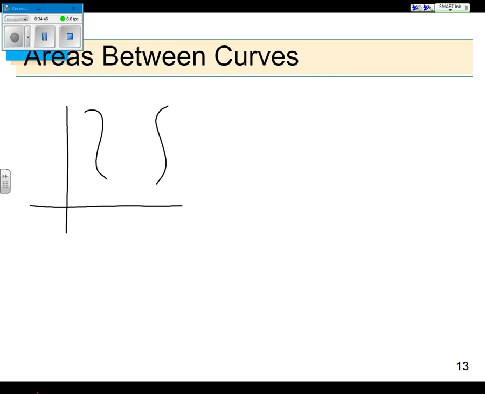I should have color coordinated that. Got it. I don't know if it looks the same or not. It doesn't matter. So, this is my f, and this is my g. Well, it's going to be really hard to do my approximating strips unless I do my approximating strips this way.